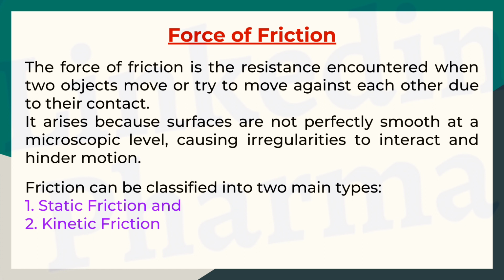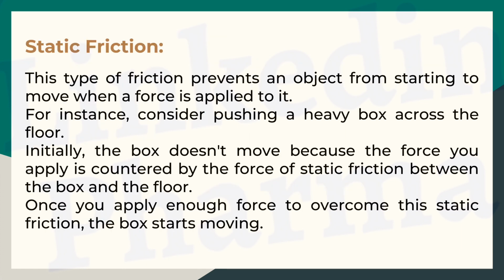Friction can be classified into two main types. 1. Static friction and 2. Kinetic friction. Static friction. This type of friction prevents an object from starting to move when a force is applied to it. For instance, consider pushing a heavy box across the floor. Initially, the box doesn't move because the force you apply is countered by the force of static friction between the box and the floor. Once you apply enough force to overcome the static friction, the box starts moving.